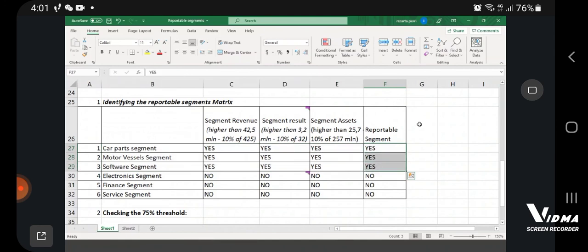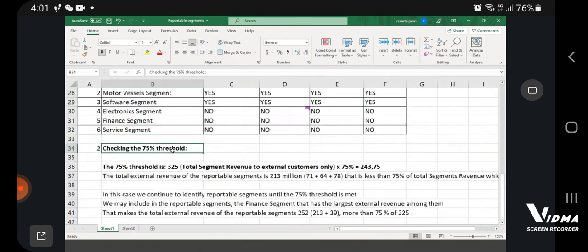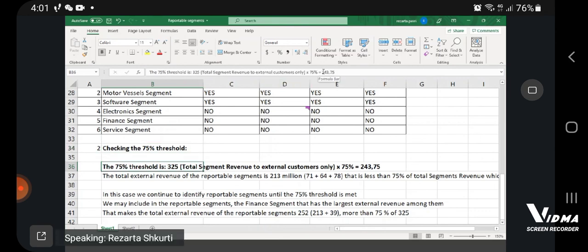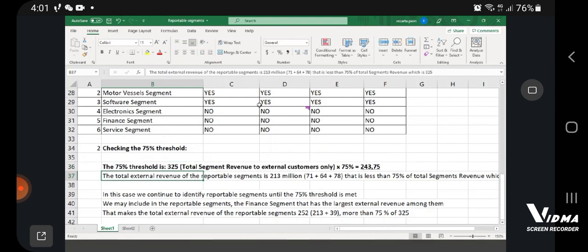So that means that the next step is to check if we comply with the 70% threshold. It is 325 because it really relates to the total segment revenue only. And that means that the threshold we are looking to comply with is 243.75, okay? So we continue to check. The total external revenue of the 3 reportable segments actually is lower than this threshold. And in this case, we continue to identify reportable segments until the 75% threshold is met.